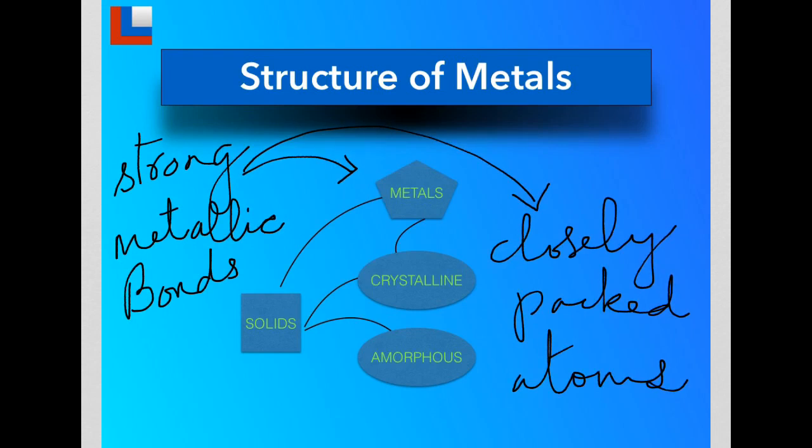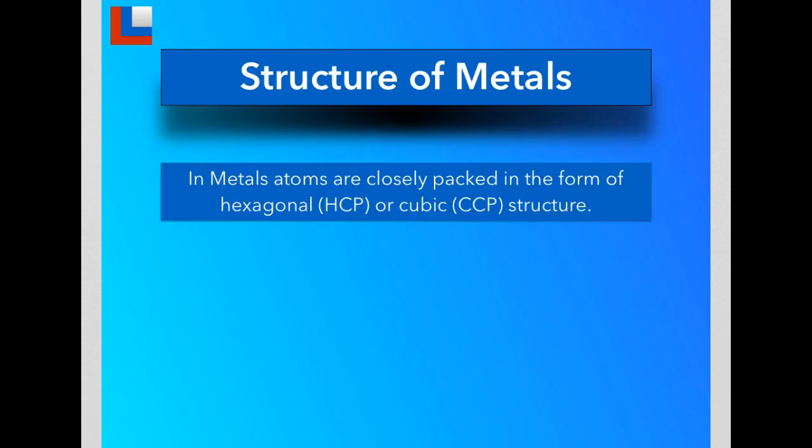And there can be several packing arrangements: hexagonal close packing and cubic close packing. These are the two main kinds of arrangements. Let's briefly see the close packing arrangements. Firstly, hexagonal close packing arrangement, or HCP.